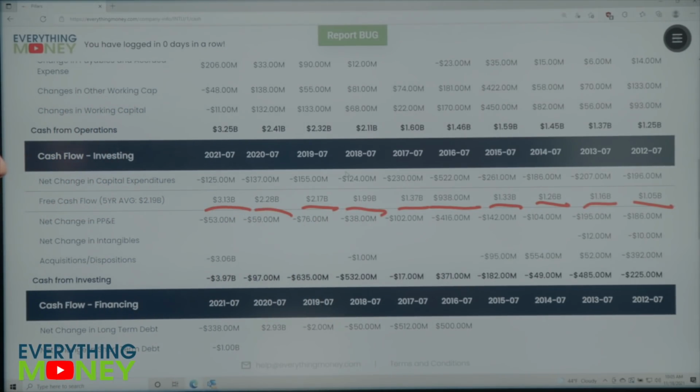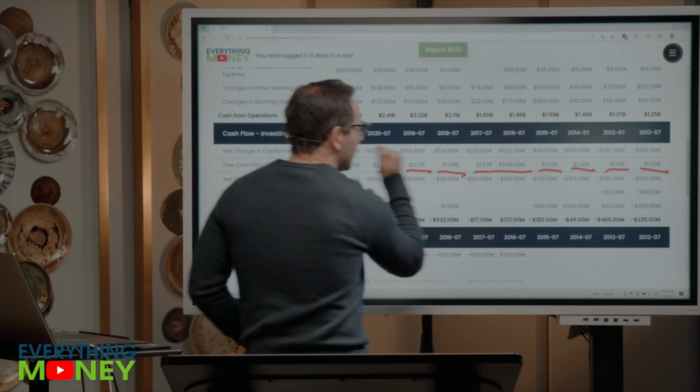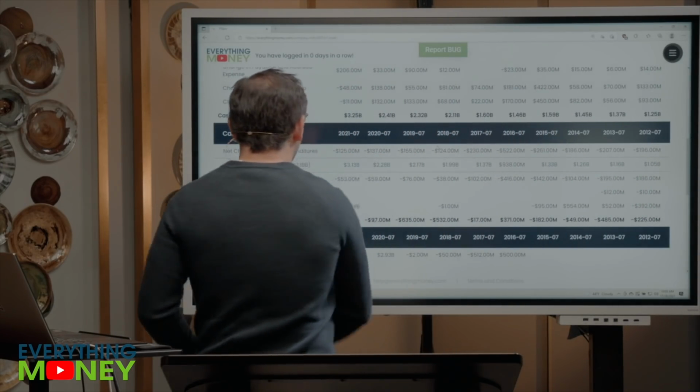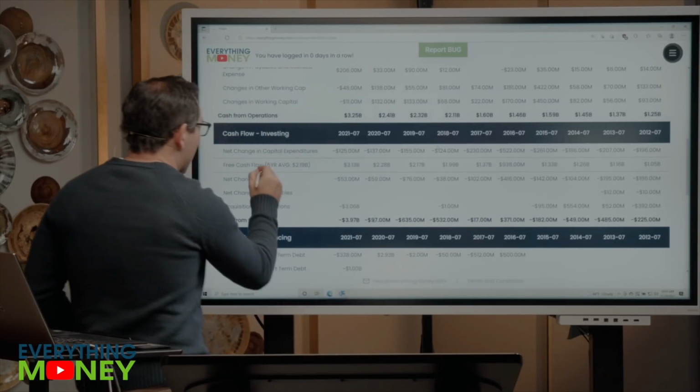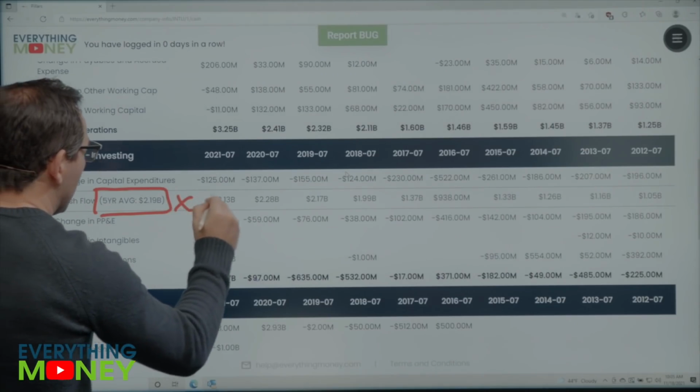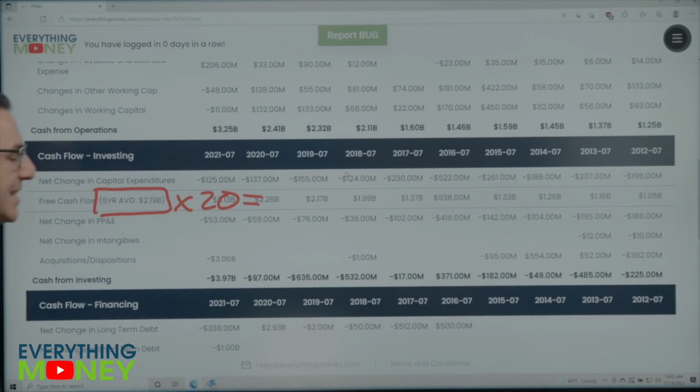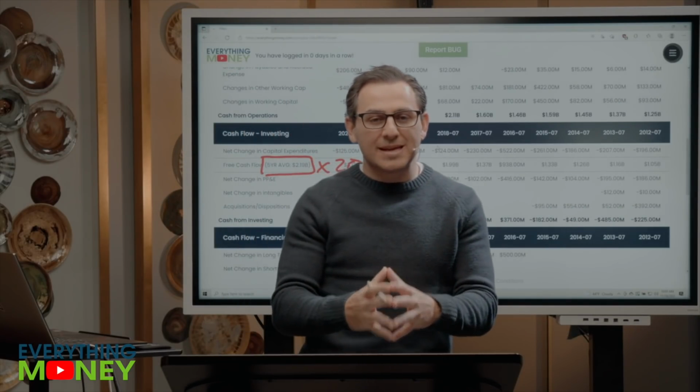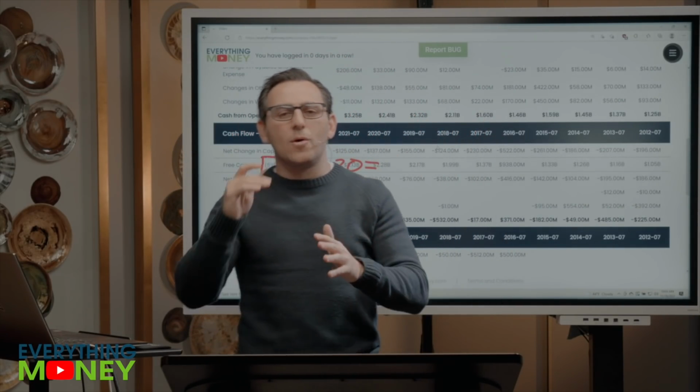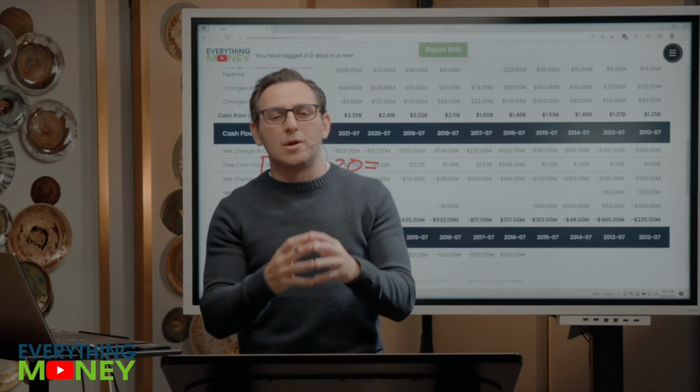Do we like this? Yes, we do. Okay, so our final metric: pillar number 8. We take the 5-year average free cash flow and multiply it by 20. What we're trying to do here is get some sort of value for the company. It's a starting point. Remember, companies that are growing fast or have high returns on invested capital, you want to pay a premium for. This is a starting point.